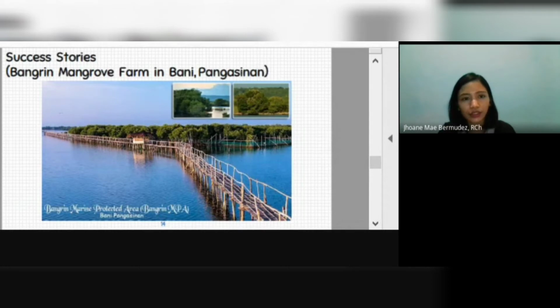One success story is the Bangrin Mangrove Farm in Bani, Pangasinan. Local government officials and community members requested funding from DENR to buy propagules for expansion of their remaining mangrove area of only 1 hectare and promised to supply labor as counterpart. In 1996, the mangrove site won the Best Community-Based Coastal Project award.